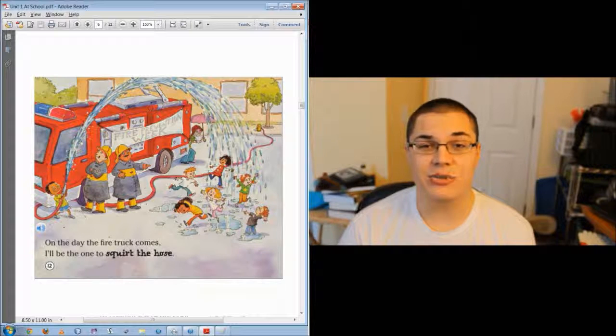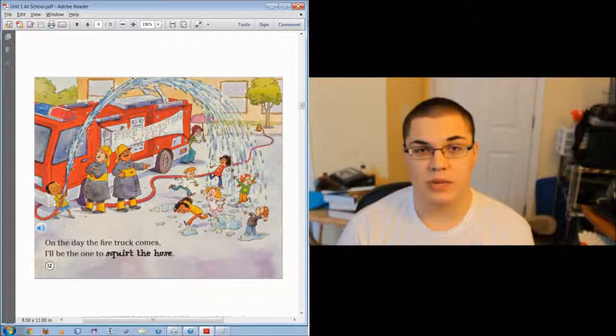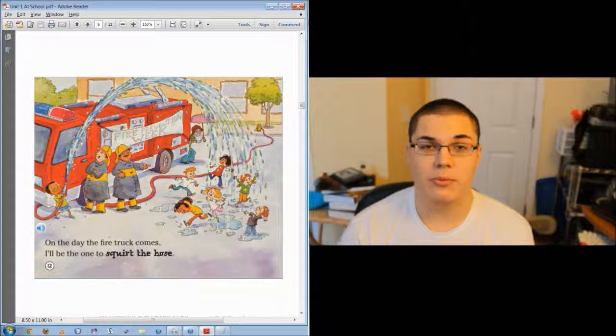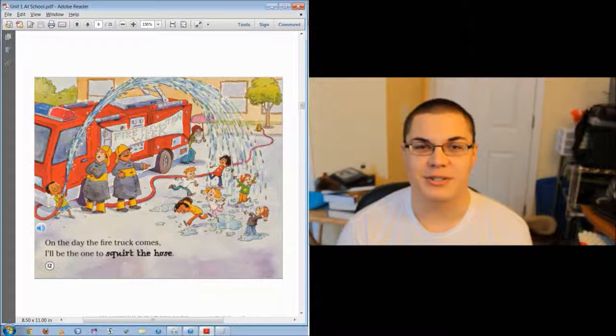Now, what does the student wish for in this scene? What does the student want to happen? What do they want to be able to do? We see one student holding a fire hose, spraying the water. We can also read the passage. Very good. The student wishes to be the one to spray the water. Very good. On to the next picture.